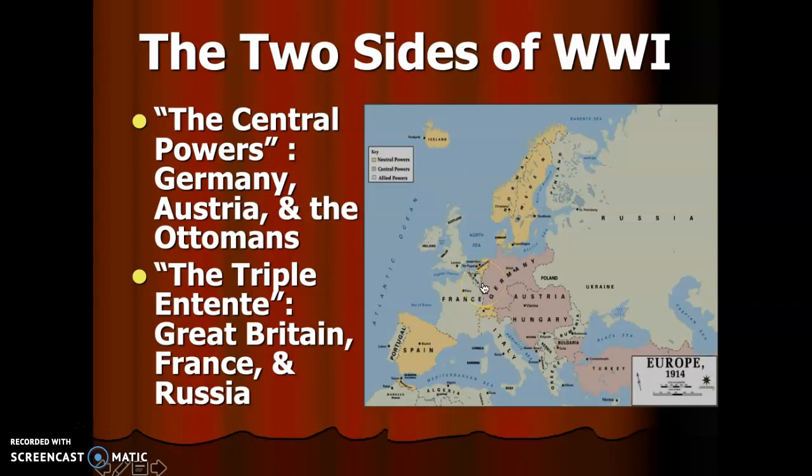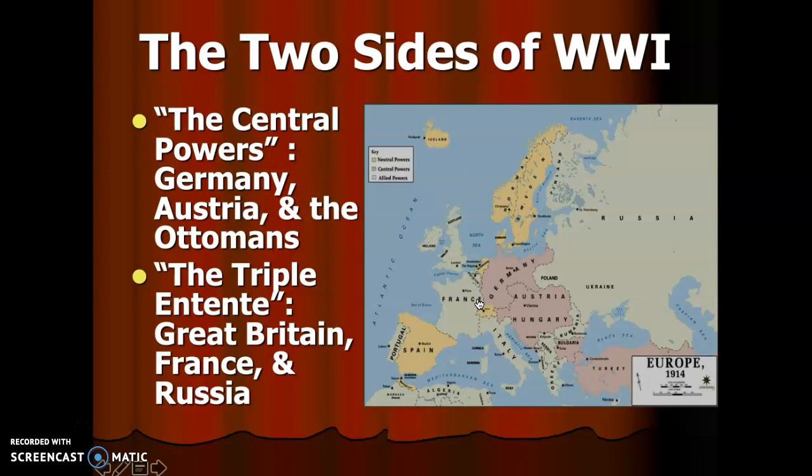They wanted to accomplish their goal of capturing Paris. They're unable to. So what happens is we have this stalled fighting, and they dig in, and the remaining 4 years of war is going to be a stalemate on this front right here. And they're going to fight in what's known as the trenches.